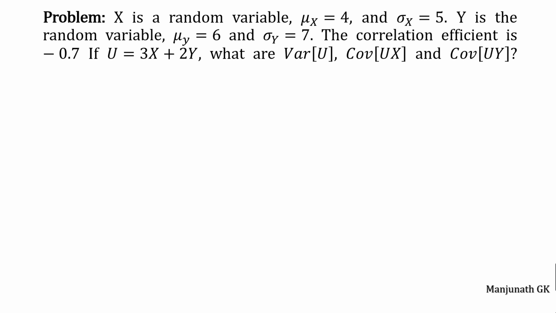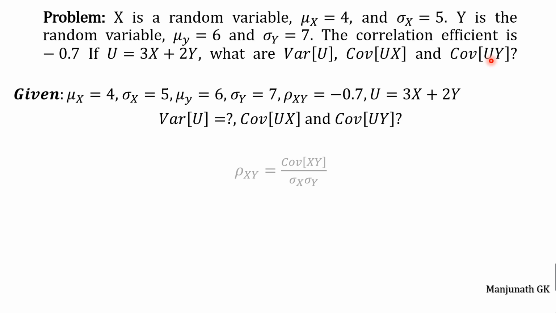The problem is here. X is a random variable, mu of x is 4, and it has a standard deviation of 5. Y is one more random variable, mean of y is 6, standard deviation of y is 7, and the correlation coefficient of x and y is 0.7. If they have not mentioned the term x and y, obviously it is x and y only. And one more random variable u is defined in terms of x and y: u equals 3x plus 2y. Calculate the variance of u, covariance of u and x, covariance of u and y.